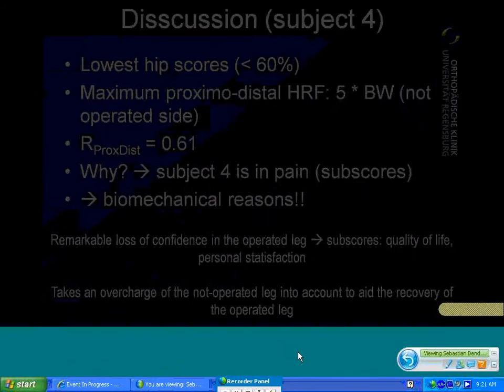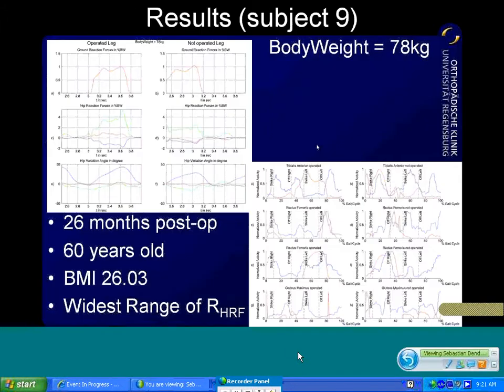Here the results of subject 9 are displayed. Subject 9's body weight was 78 kgs. The gait analysis was carried out 26 months post-operatively. He was 60 years old, had a BMI of 26.03. We picked this subject because the widest range of the ratio of hip reaction forces appeared in this subject.